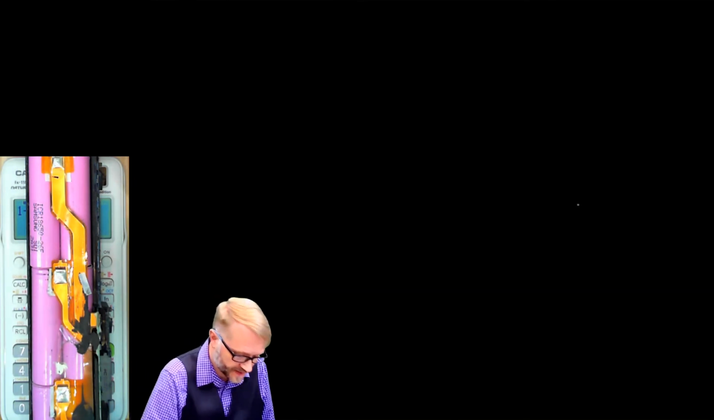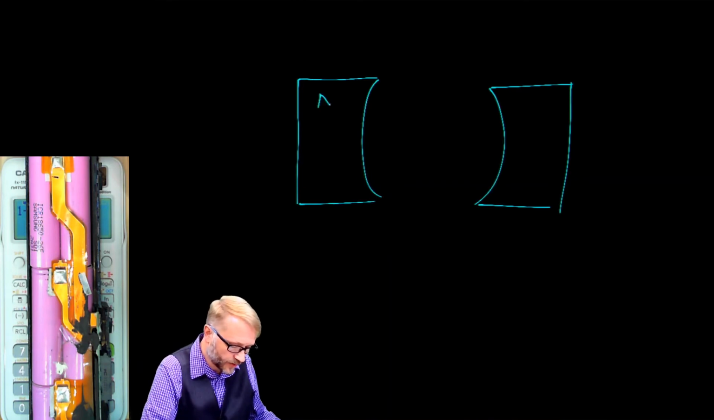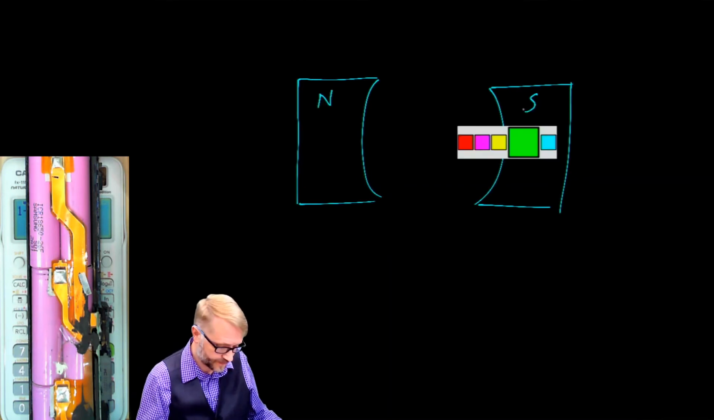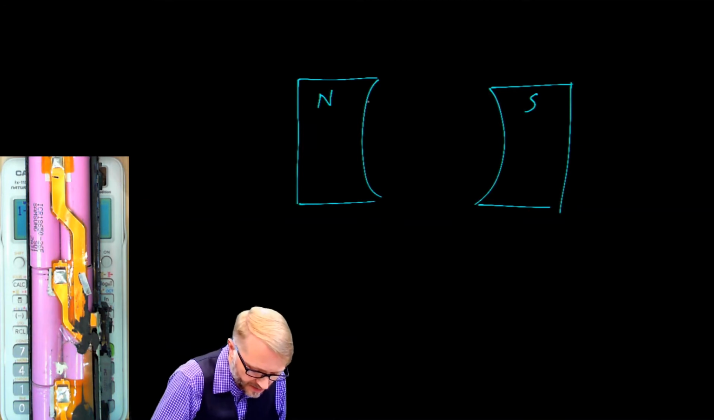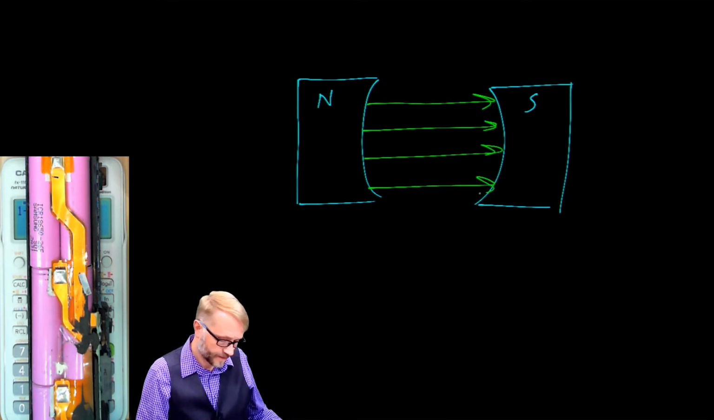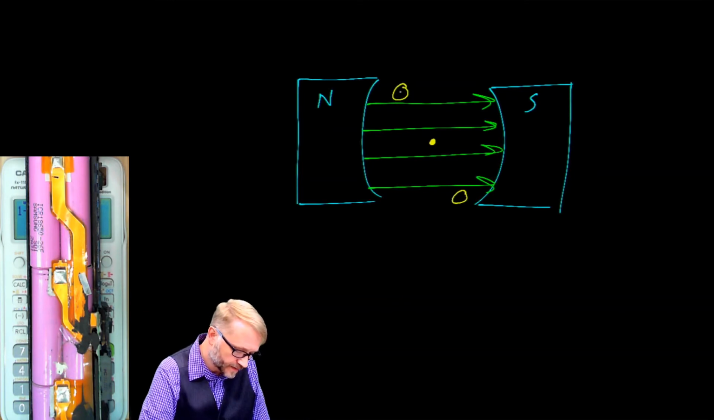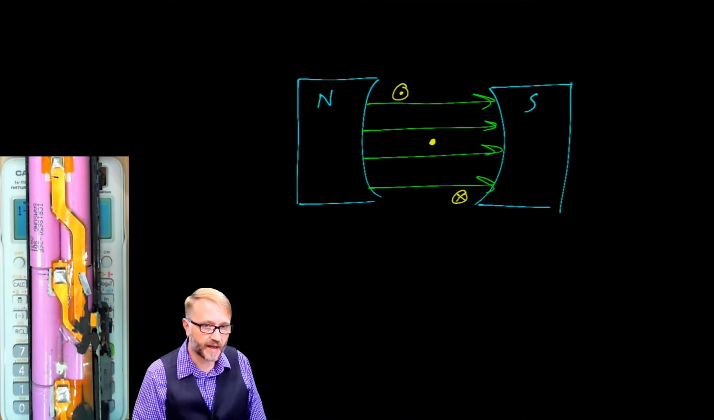Suppose we have some magnets. We have a north and we have a south. Between those magnets, there will be a magnetic field. Into that magnetic field, we place a rotor that has two wires on it. We'll put a dot here and we'll put an X here, which is going to indicate the current flowing into and out of the page.